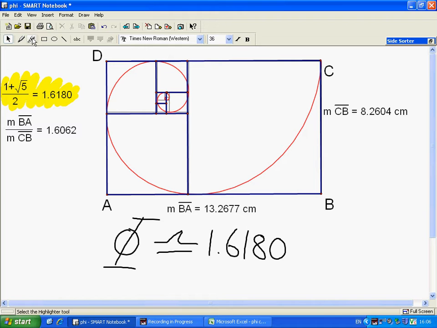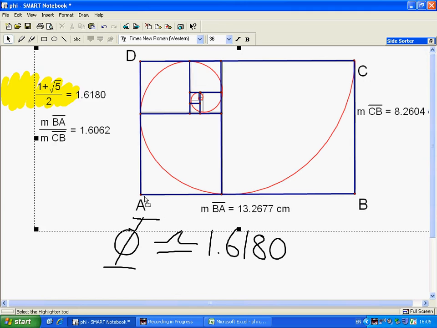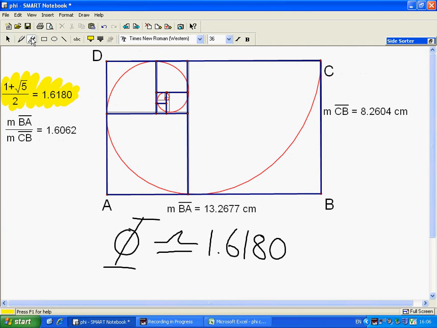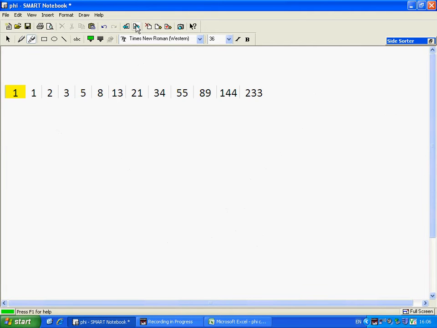And in the context of the rectangle we looked at, it was the ratio of this length, this length, divided by this length. You can see that approximately we managed to make the ratio coinciding with the golden spiral. Well, today we're looking at phi in a whole range of different contexts, and here's the first one.